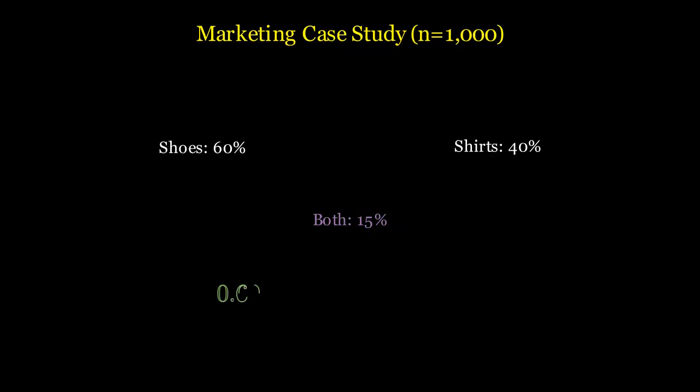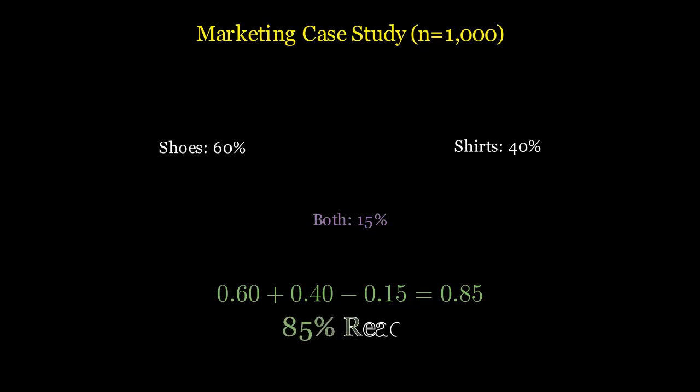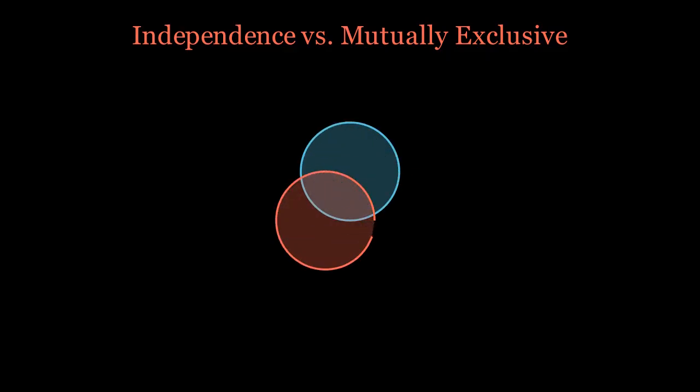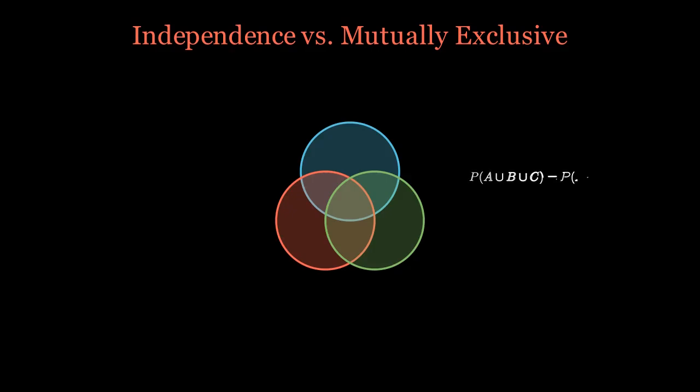Section 4. Real-world application in data science. Consider a marketing study of 1,000 customers. Statistics show that 60% of customers bought shoes, event A, 40% bought shirts, event B, and 15% bought both. If we want to find the probability that a customer bought a shoe or a shirt, we apply our rule. 0.60 + 0.40 − 0.15 = 0.85. This 85% tells the marketing team the reach of their product line. Without subtracting the overlap, we would get 100%, which is a statistically significant error that could lead to poor business decisions.